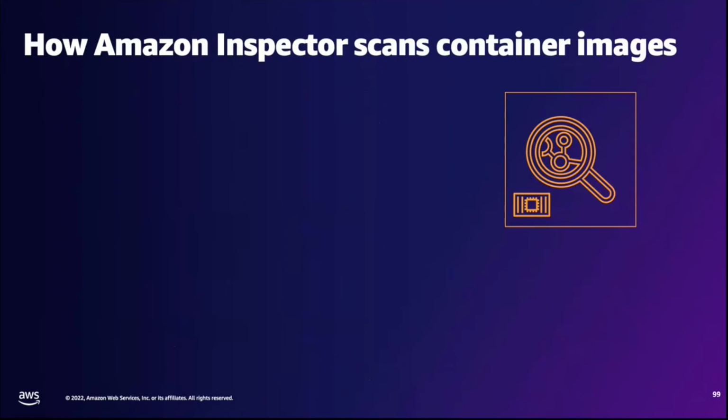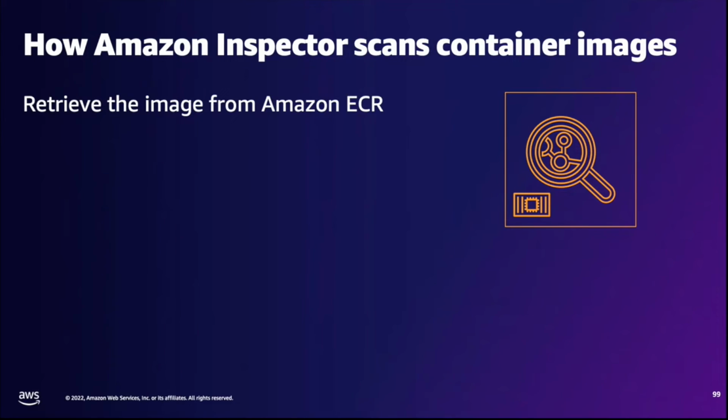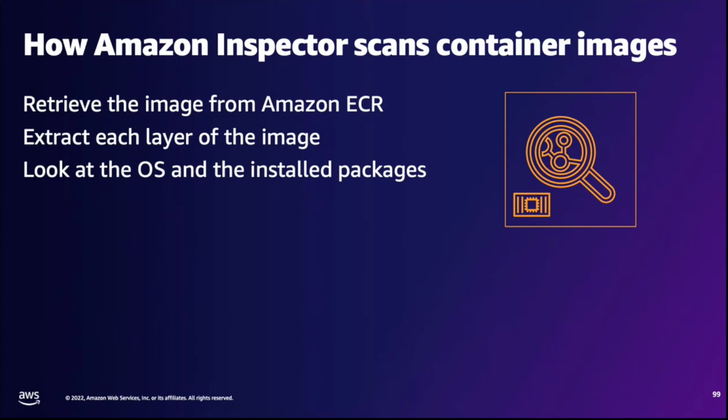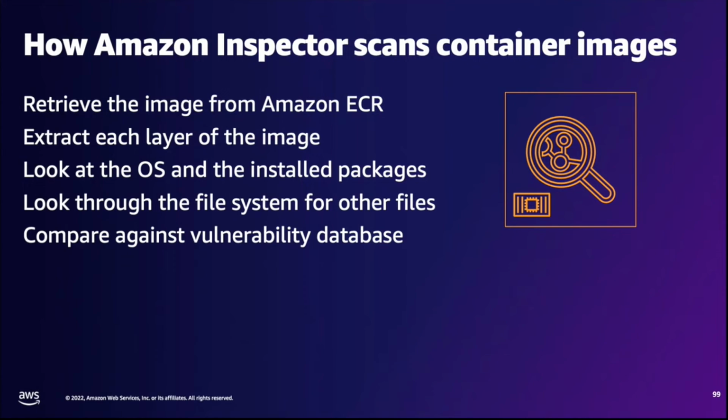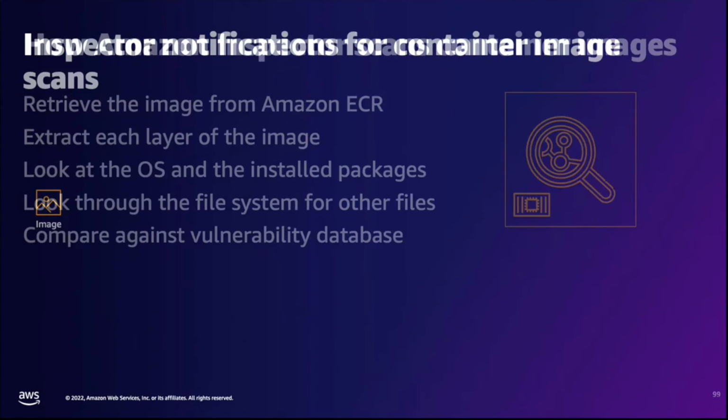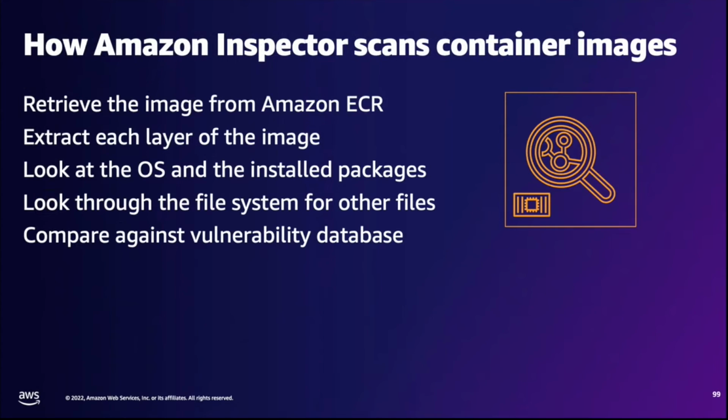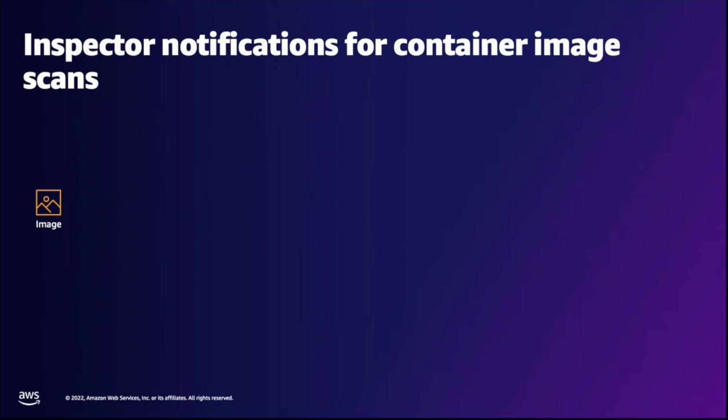And on top of this, I wanted to provide more insights on how Amazon Inspector scans container images, right? For example, it retrieves the image from the ECR, then extracts each layer of the image, then looks at the OS and installed packages through the files, and compares against a vulnerability database. And this is the way it operates. So it's really important to understand this.